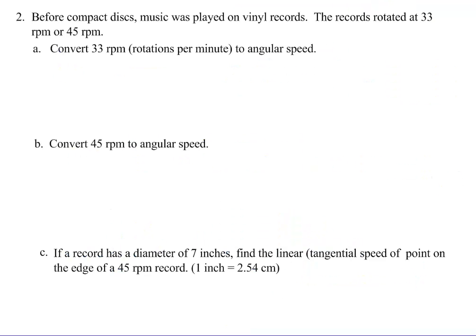All right, if we look at number 2, we have compact discs that are actually now a thing of the past. Records were before that, and the most popular records rotated at 33 revolutions per minute. That's what RPM stands for, or 45 RPMs. First thing we are asked to do is convert 33 RPMs to angular speed. So I'm going to take 33 revolutions times the distance for 1 revolution, which is 2 pi radians, and divide it by time, which is 60 seconds, and I get 3.45 radians per second.